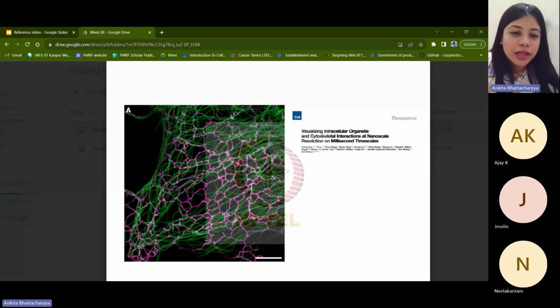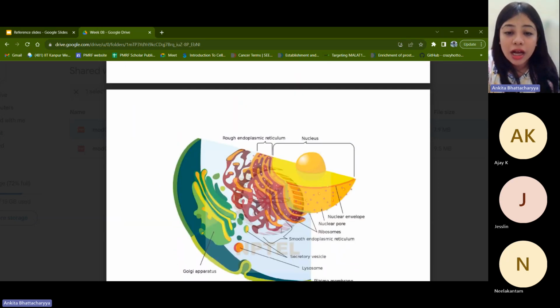Here you see an image of intracellular organelle and cytoskeletal interactions, which was shown at nanoscale resolution on millisecond time scales. Here you see the cytoskeletal interactions, probably immunofluorescence, but I'm not sure. I think it's a confocal image of the cytoskeletal network that is present inside the cell.